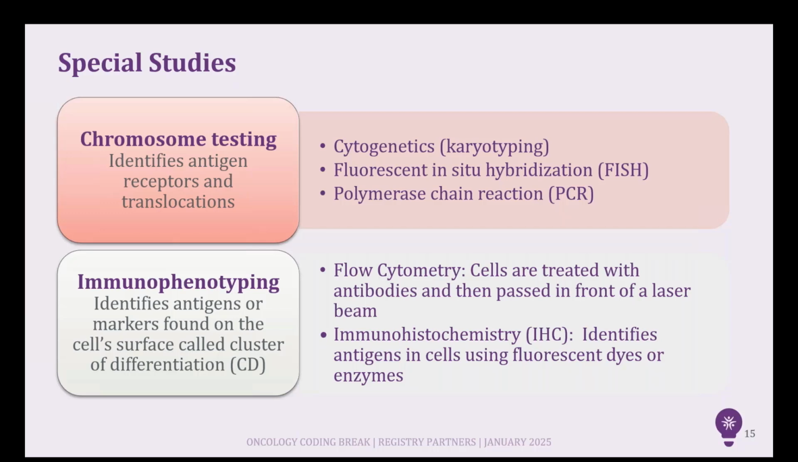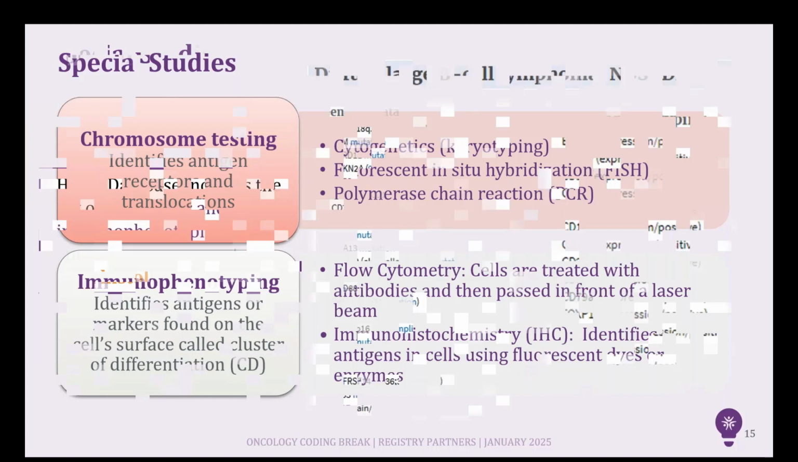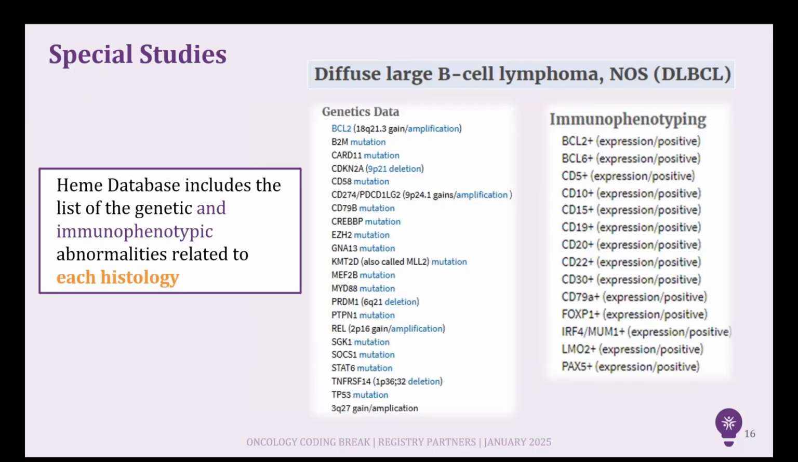In the heme database, you'll find a list of the immunophenotyping markers and possible genetic mutations associated with each histology. So for example, here's a screenshot showing the immunophenotyping markers and genetic information for DLBCL. So this can be helpful to know what you're looking for in the chart.